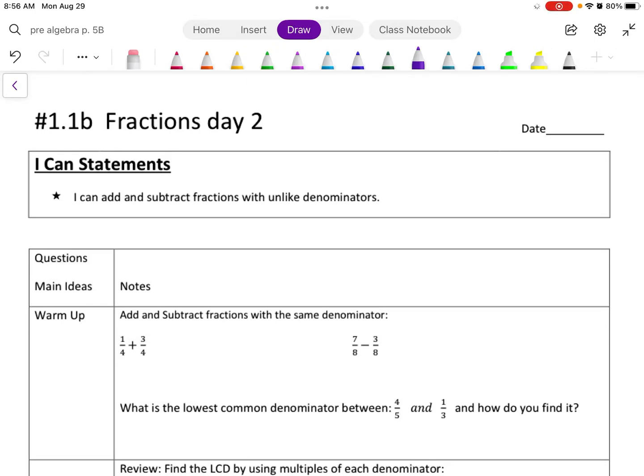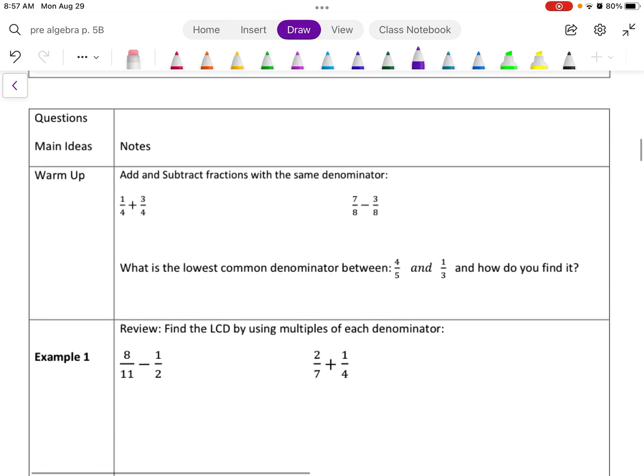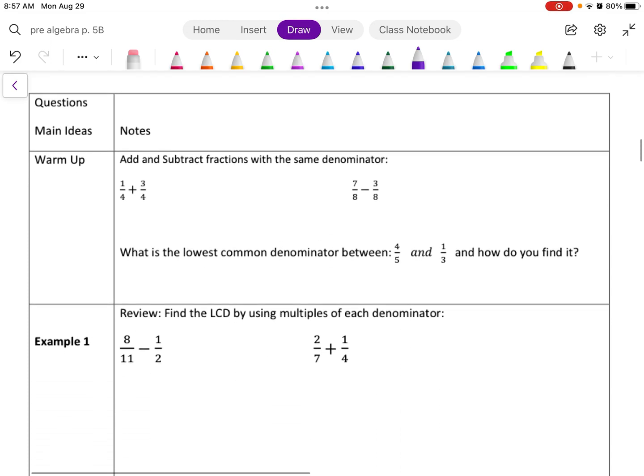All right. 1.1b is fractions day 2. So we want to be able to add and subtract fractions with unlike denominators. Thinking back to 1.1a, we learned that in order to combine fractions, they need to have a common denominator or the same denominator. So consider in our warm-up 1/4 plus 3/4.